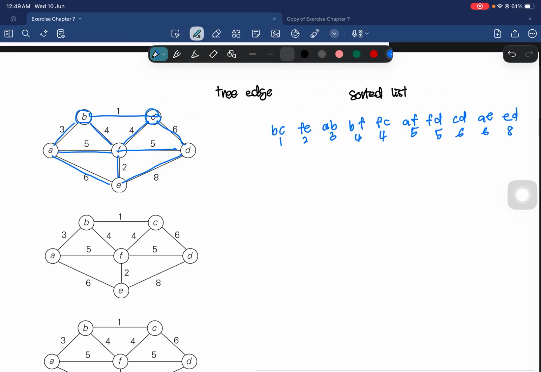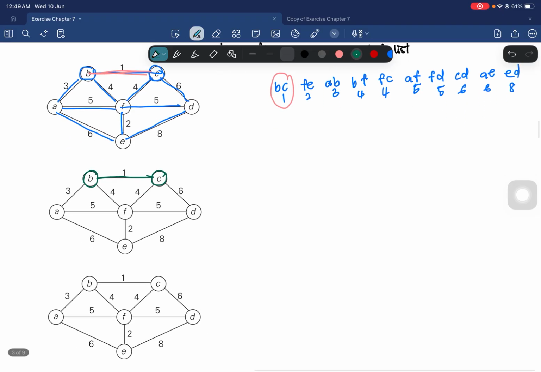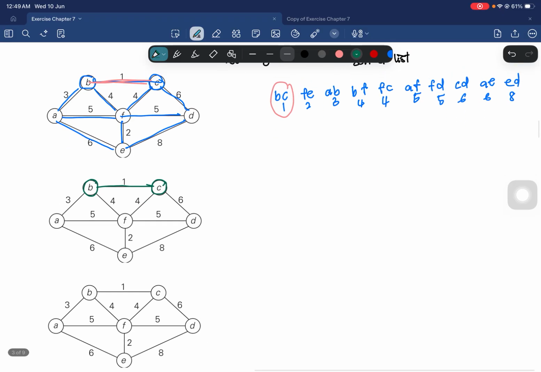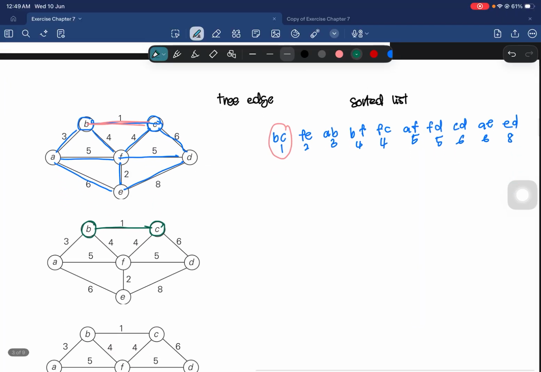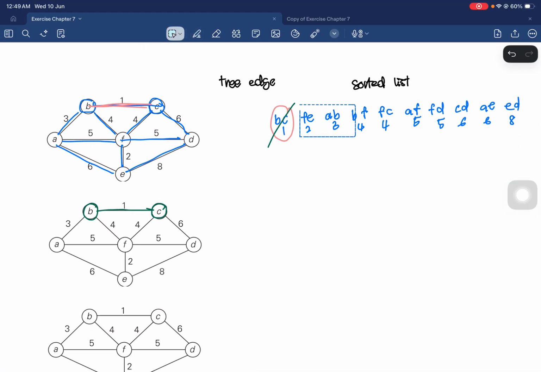Okay, from here we need to choose the shortest one. We choose from the left, right? The shortest one is BC. So BC here. So we have the option here, B and C. Next, the shortest. Since we already have B and C, we slash them, so we don't need it anymore.